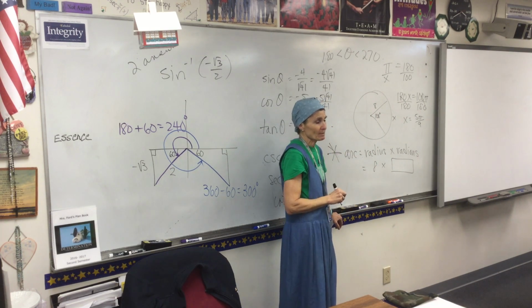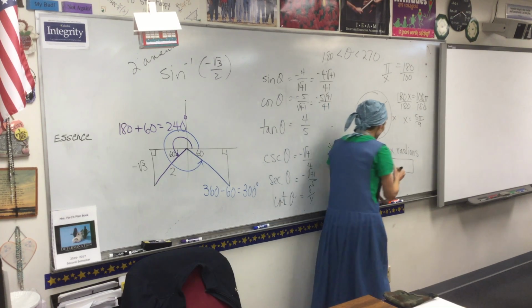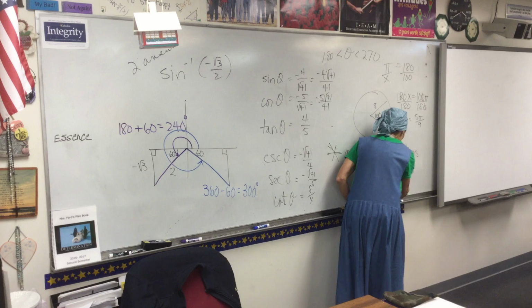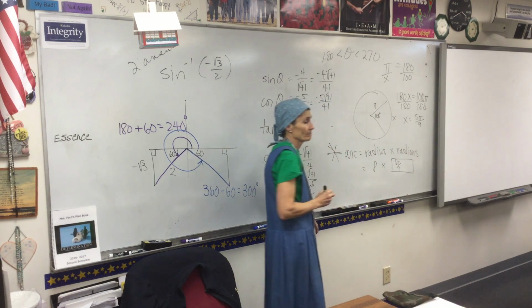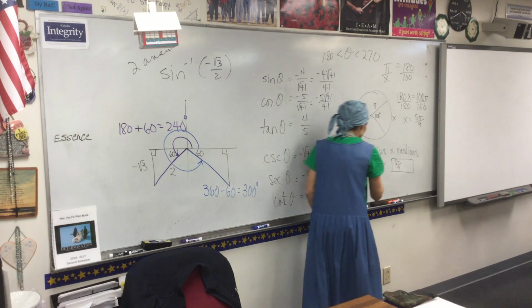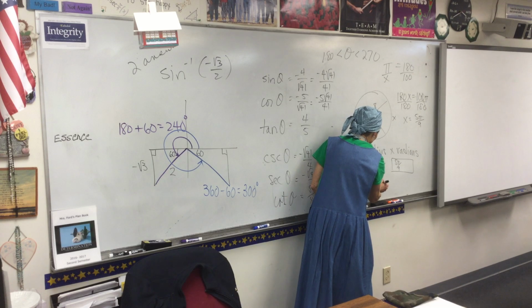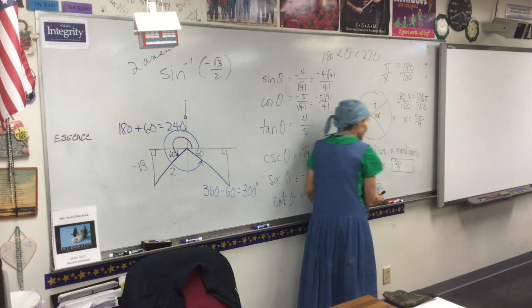Do not put that down as the answer. Remember, the answer comes from this. So the 5 pi over 9 gets dropped right in here. We're going to multiply straight across. So our final answer is 40 pi over 9.